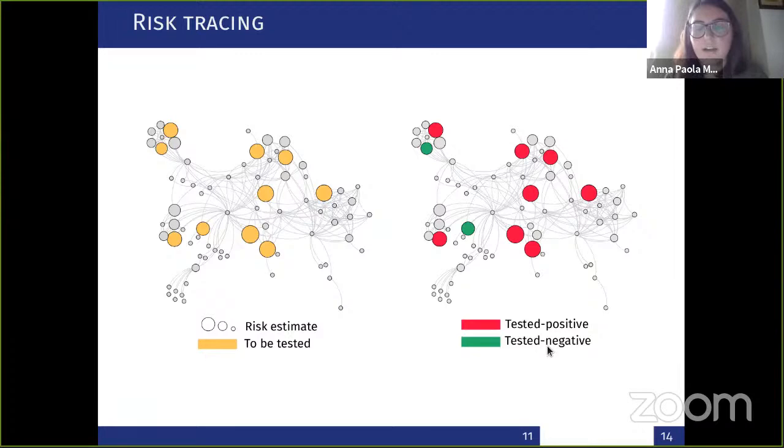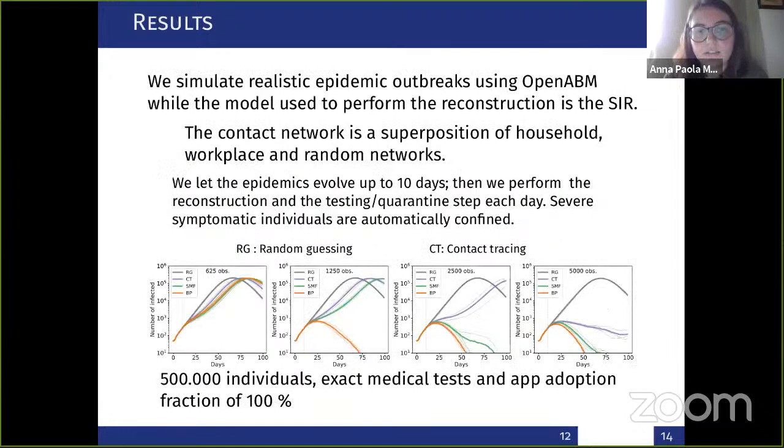Well, what we have done is to try this scheme on realistic but still synthetic epidemic outbreaks, performing some simulations using the OpenABM model, and we use this non-Markovian SIR to perform the reconstruction steps. I just want to mention that the contact network is provided by the OpenABM model itself, and it is a superposition of households, workplace, and random networks. The households are fully connected networks. The workplaces are small-world networks where each day you pick only a certain fraction of the possible edges, and random networks connect, let's say, all the nodes randomly across the entire household and workplace networks.